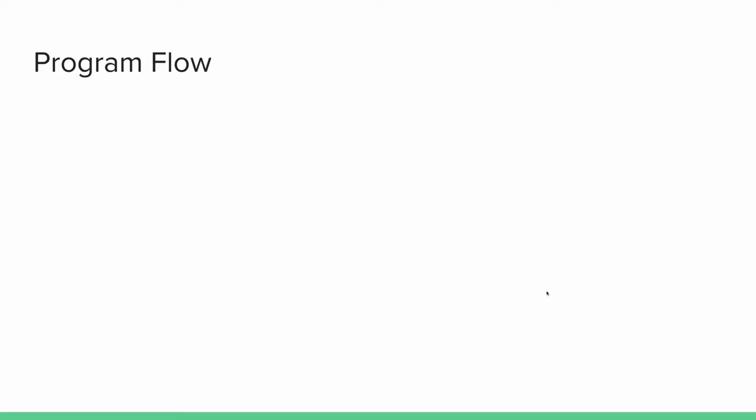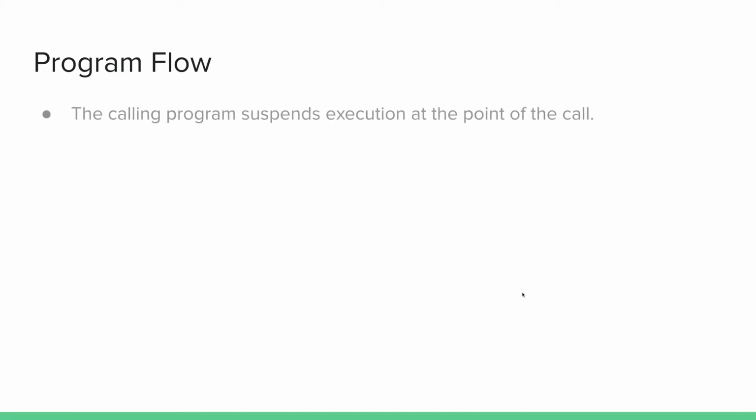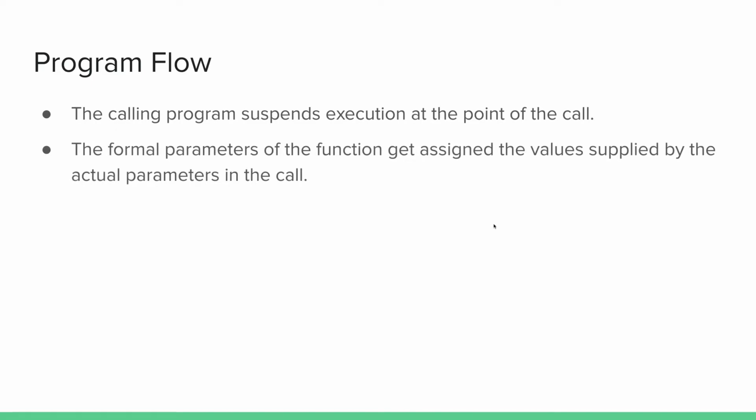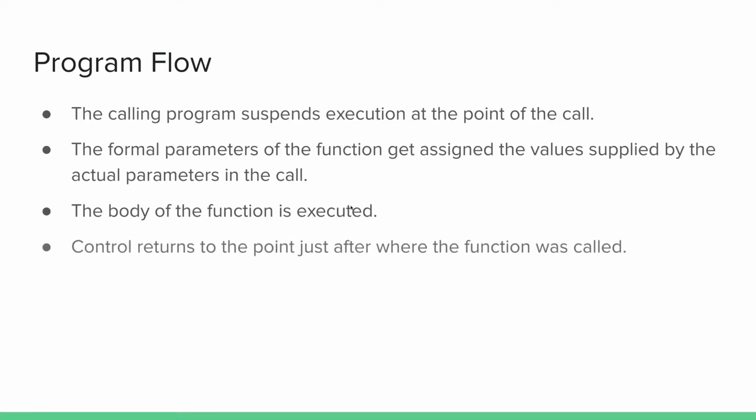And then next, what happens if you call a function in your program? So what is the program flow? The calling program suspends the execution at the point of the call. Then the formal parameters of the function get assigned the values supplied by the actual parameters in the call, in other words, by the arguments. And the body of the function is executed. And when done, the control returns to the point just after where the function was called.